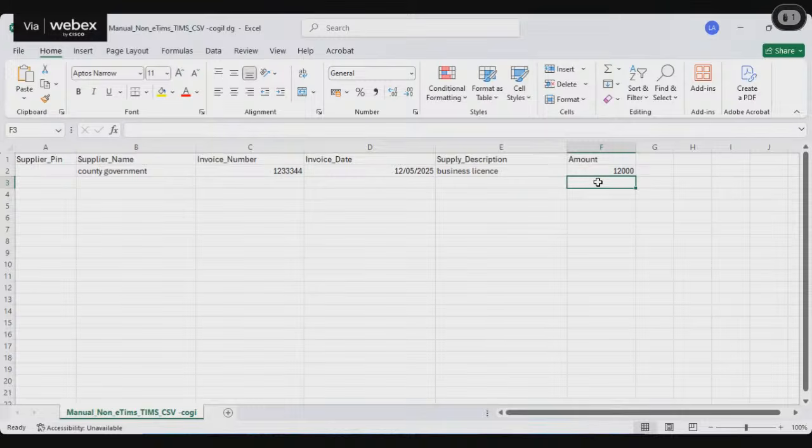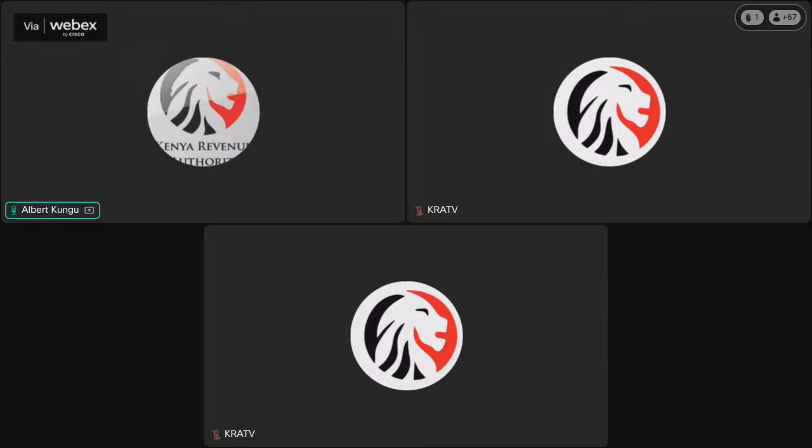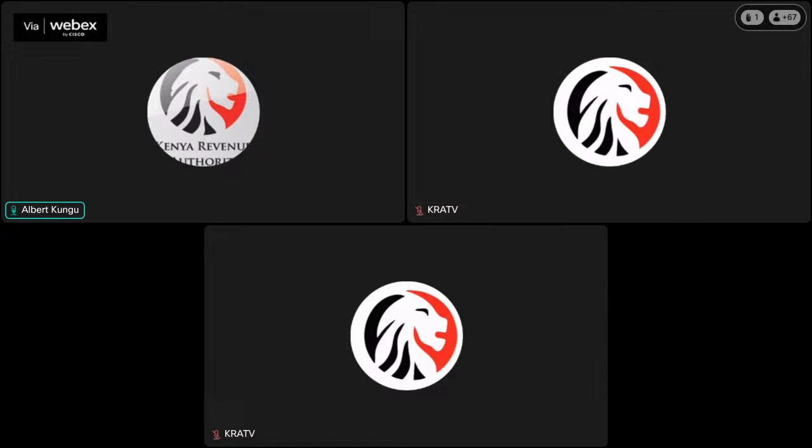Then the other tip for this Excel is don't put a dot. For example, if you have a figure which is 120.56, don't put the 56. So those are the tips. So once you have put all your purchases for the year which have not been supported, assuming the total is 10 million, you will save the document, then you upload it the way I've taken you through. Then once you have uploaded, now we are going back to our return.